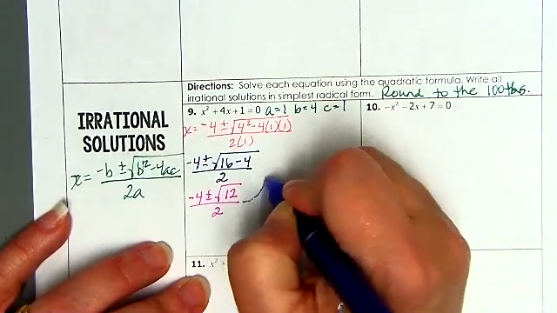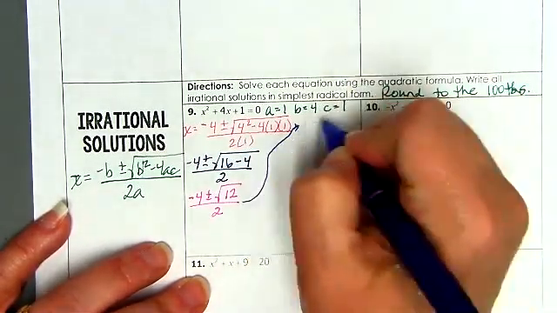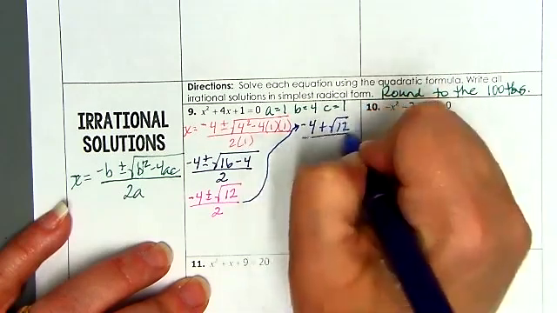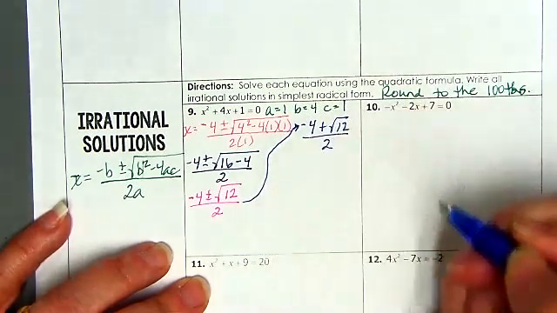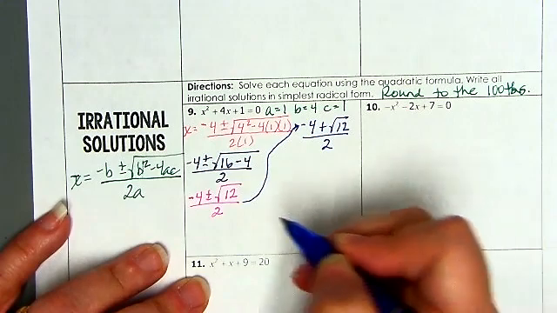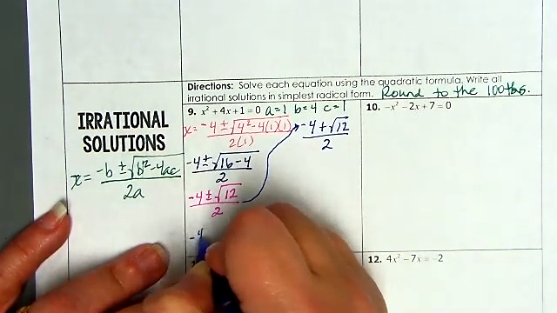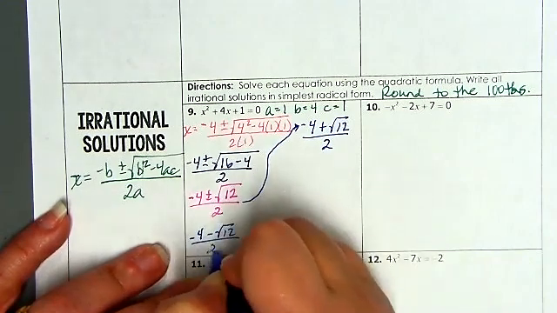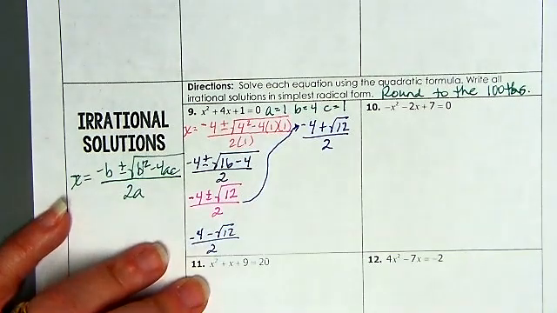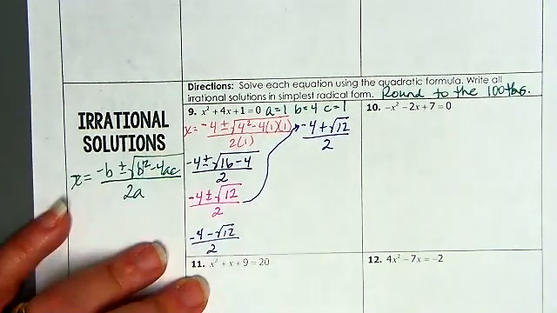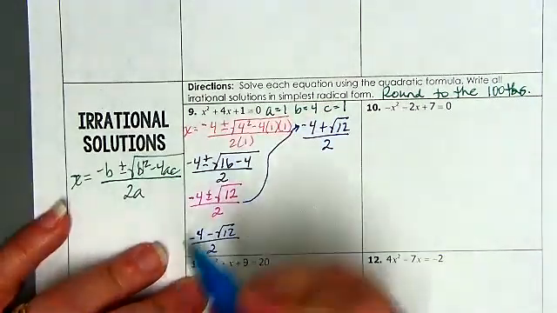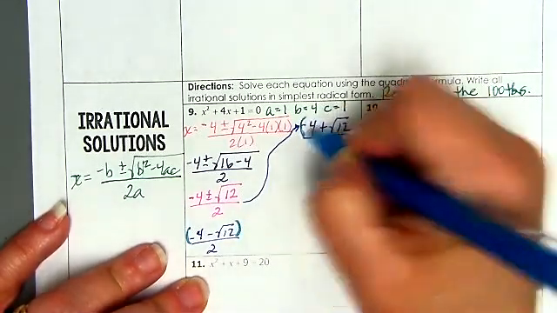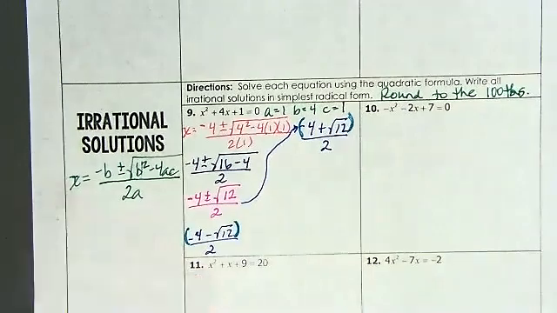So I'm going to end up with negative 4 plus the square root of 12, all divided by 2. And I'm also going to have negative 4 minus the square root of 12, all divided by 2. We are going to punch this exactly into the calculator. The thing to remember is you have to put the numerator in parentheses.